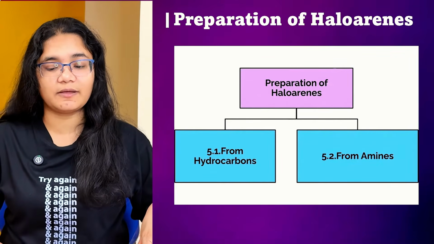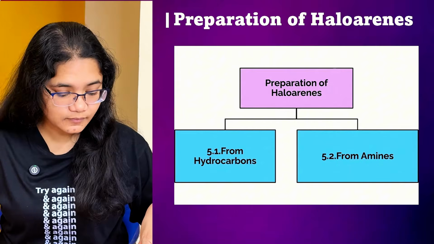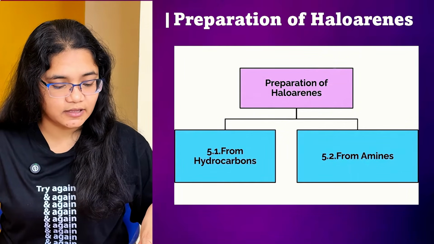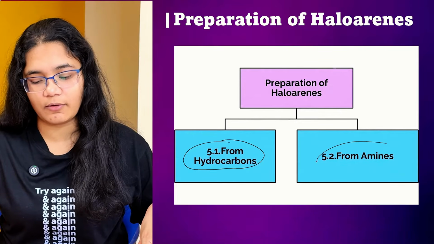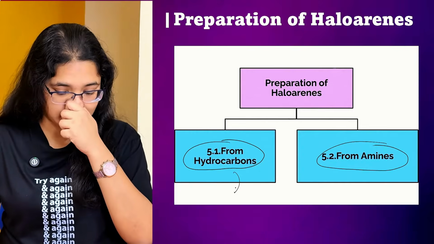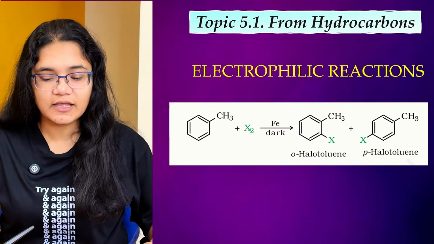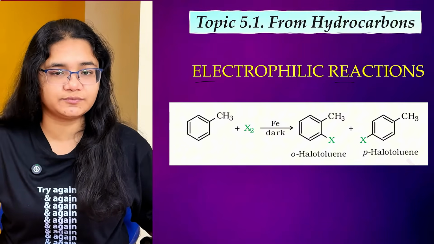Now let's move to the preparation of haloarenes. For preparation of haloarenes we have 2 main sources. The first one is from hydrocarbons and the second one is from amines. From hydrocarbons, you have already studied this reaction, I think, in the lower classes. So what we can do is electrophilic reactions on benzene or substituted benzene.